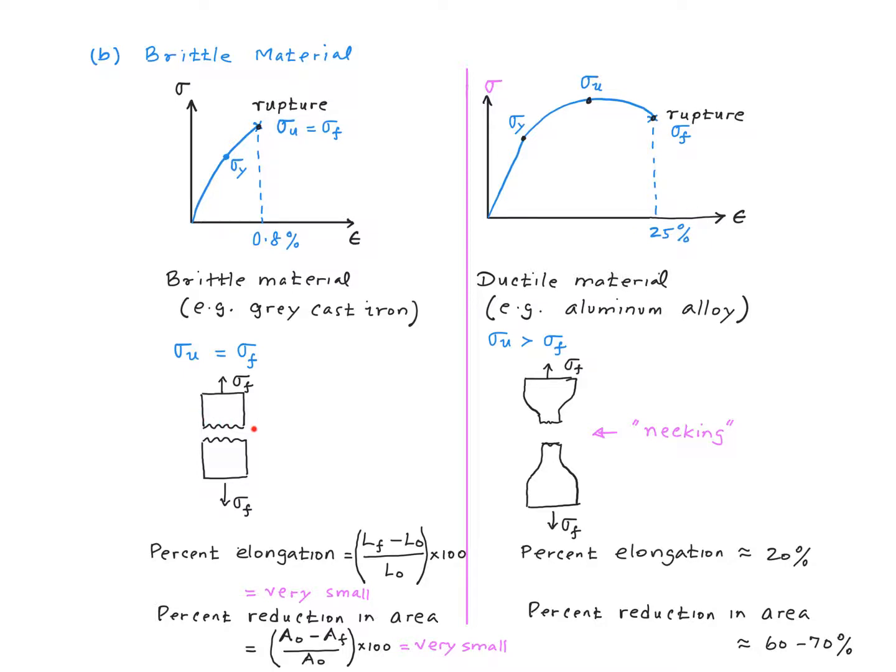If you look at the cross-sectional area on which the test specimen breaks at failure for a brittle material, it looks something like this. So the area of the cross-section on which the failure takes place is very close to the initial cross-sectional area of the specimen. Whereas for a ductile material, this is what happens.